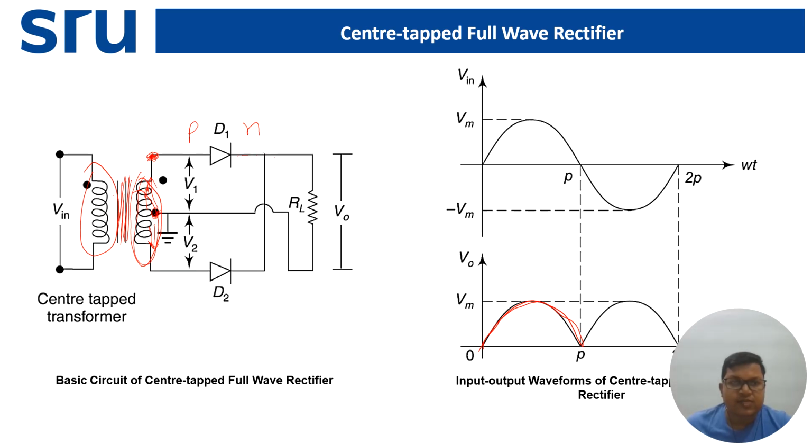Now we will see what happens when it comes to the negative half cycle. For the negative half cycle, look here, the bottom part of the transformer will get positive, and for this diode D2, this is the P side and this is the N side again, right? So this side is positive, which is connected to the P side of the diode, and if you follow the circuit, you will see that the current goes like this and comes like this and goes to the center tap.